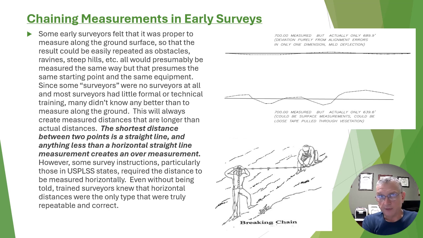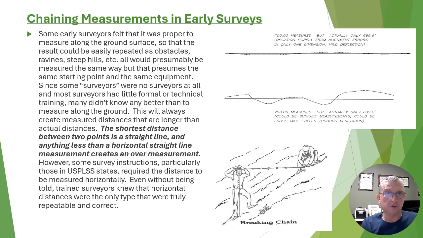By this time you've had some surveying classes, and you know that measurements are to be stated along the horizontal. They didn't know that in years past. Some surveyors felt like it was proper to measure along the ground surface so that the result could be repeated, because obstacles, ravines, steep hills and all would be retraced the same way.